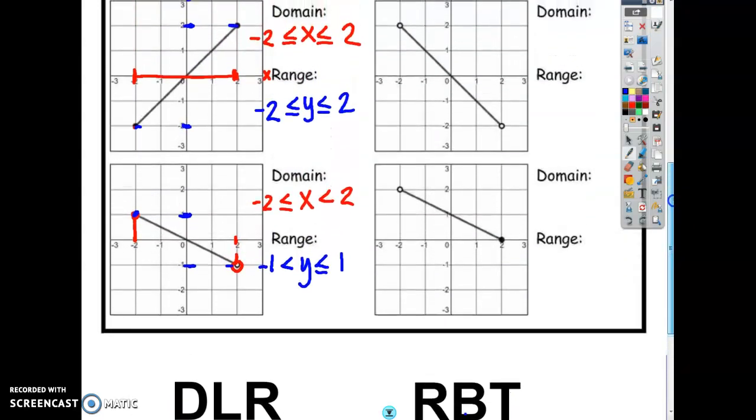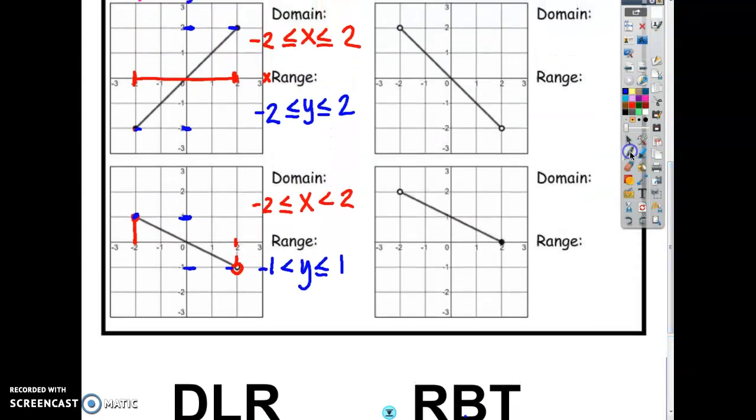Let's try. I'm going to have you do this one by yourself, but I'm going to help you with this one. So let's do the domain of it first. So X is left to right. Left to right. So what's my leftmost point? -2, open circle. So -2 less than. That means no line underneath because it's an open circle.